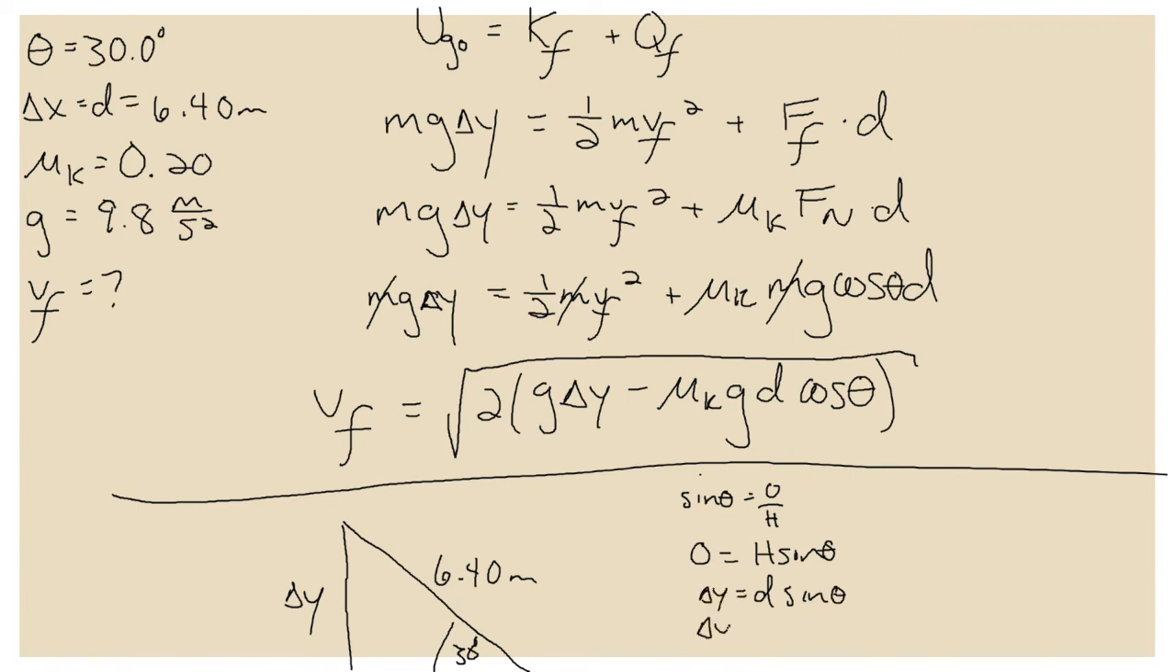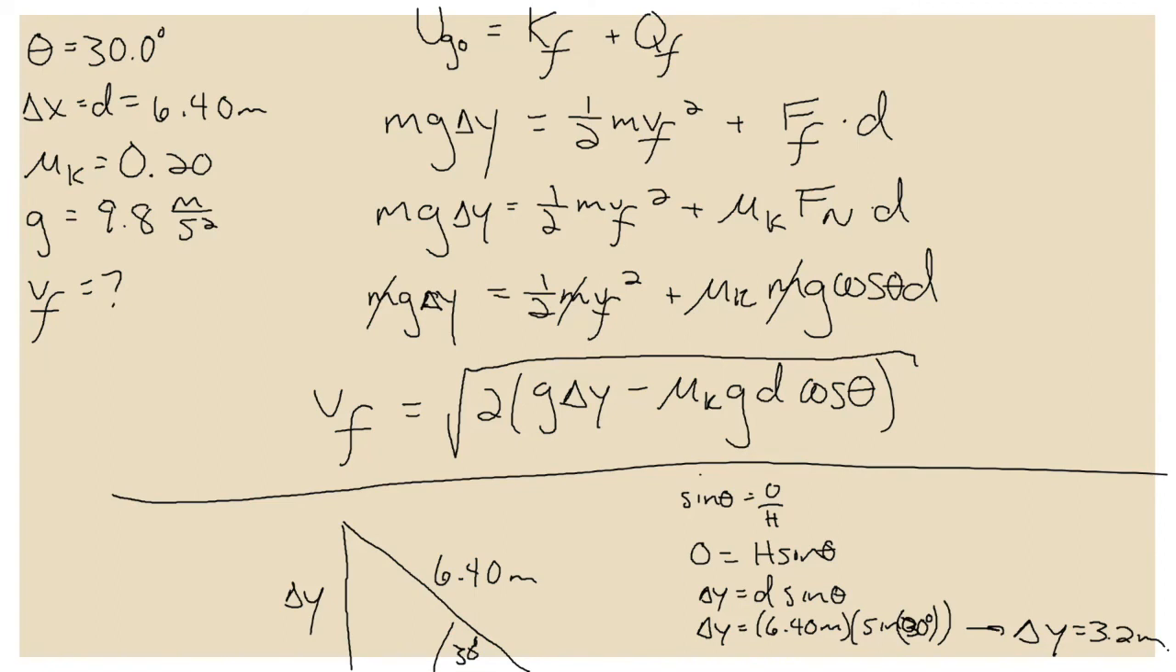The sine of the angle is a piece of cake here, and then the opposite side, notice, is delta y. So delta y here is just the length of the ramp, 6.40 meters, times the sine of 30 degrees. Since the sine of 30 is 1/2, this is just half of 6.4. And half of 6.4 is, of course, 3.2. And so that means the height here is just going to be 3.2 meters. And now we have every single thing that we need to solve for the speed.